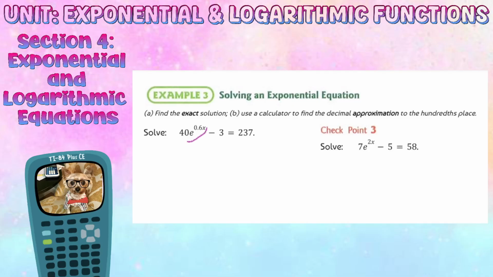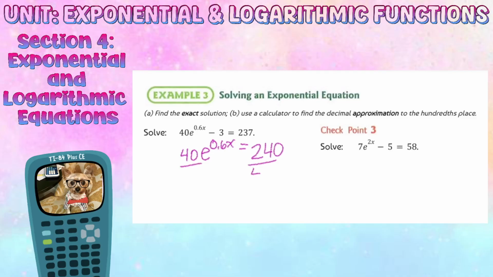The first thing you want to do in solving an exponential equation is you need to isolate the exponential portion. You need to isolate the b to the x portion. That means that 40 has got to go and the 3 has got to go. We normally talk about order of operations, but that's the order you evaluate something in. When you're isolating something, it usually ends up being the reversal. So I'm going to add 3 to both sides. That gives me 40e to the 0.6x is equal to 240.